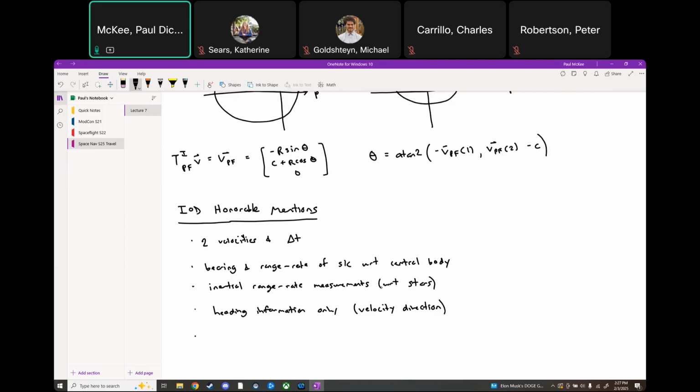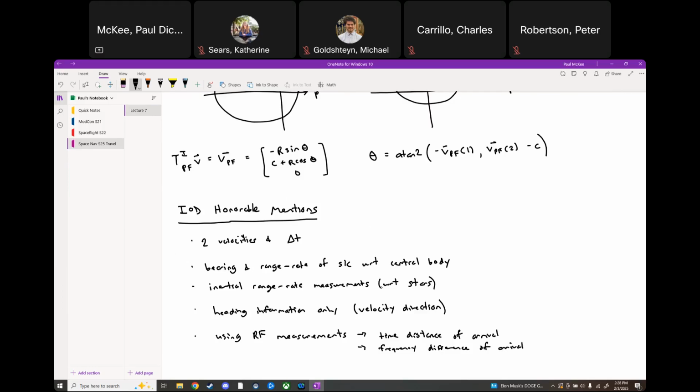And then of course, there's a whole body of stuff that we didn't really talk about, which is using radio frequency measurements. Sorry, I'm getting tired. Using radio frequency measurements. So this would be time difference of arrival of signals, and there's also frequency difference of arrival.